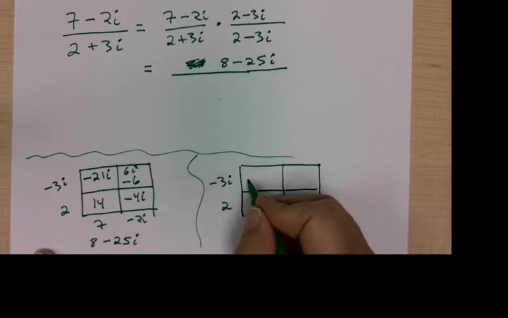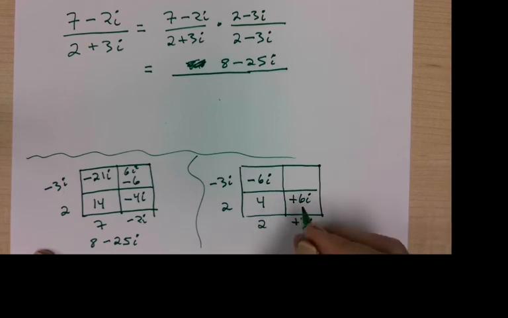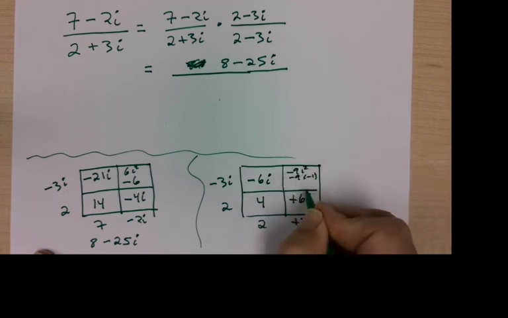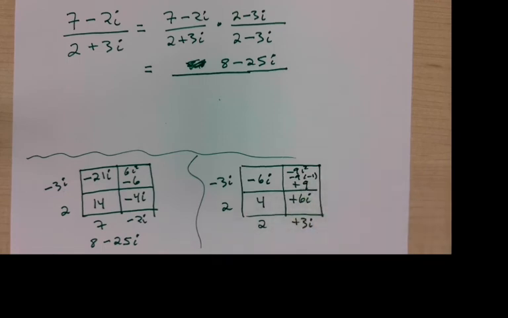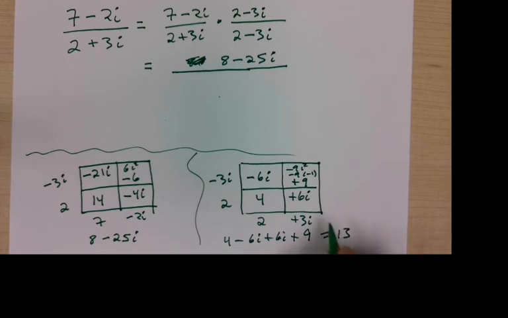Negative 3i times 2 is negative 6i. 2 times 3i is positive 6i. 3i times negative 3i, that's negative 9i squared. That's negative 9 times negative 1. That is positive 9. So if I add all this together, I get 4 minus 6i plus 6i plus 9. You'll notice the i's do go away, and all I'm left with is 13.